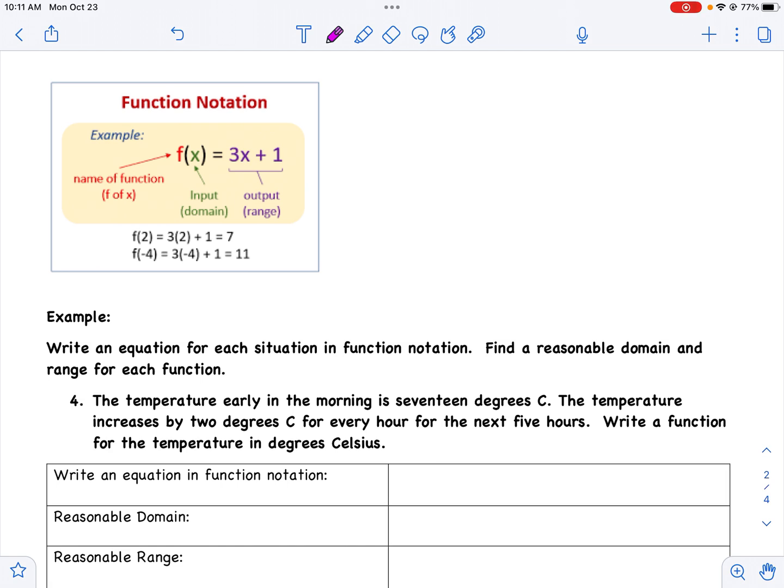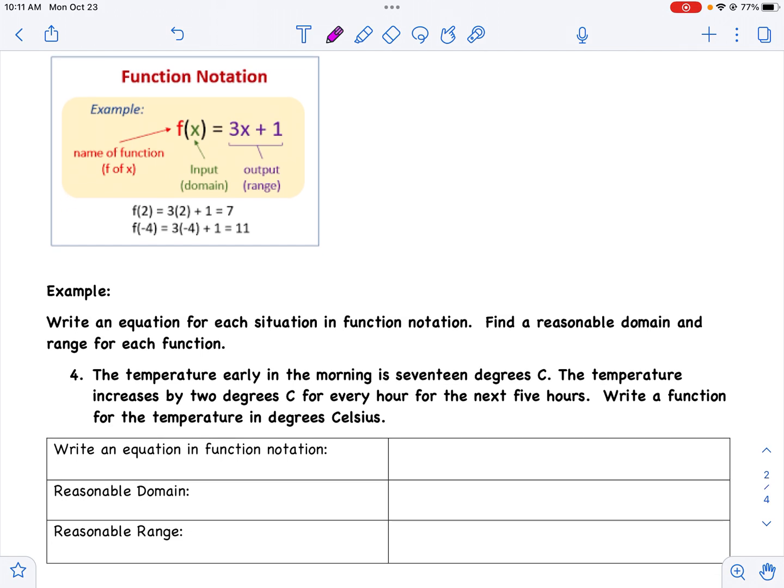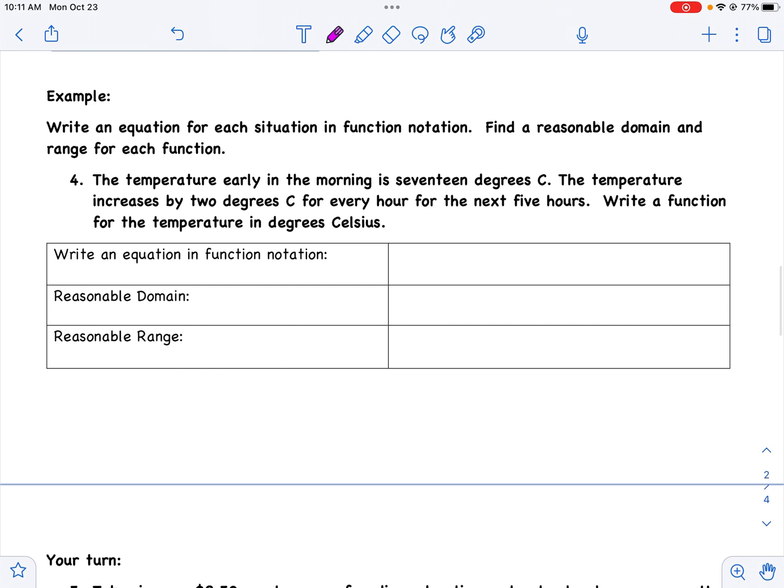So again, it's pointing out that the X is your input and your solution is your output, or your range. And so when you're going to try to do this example, it says, write an equation in each sentence in function notation. Find a reasonable domain and a range for each function. So the temperature early in the morning is 17 degrees. The temperature increases by 2 degrees Celsius for every hour for the next 5 hours. Write a function for the temperature.